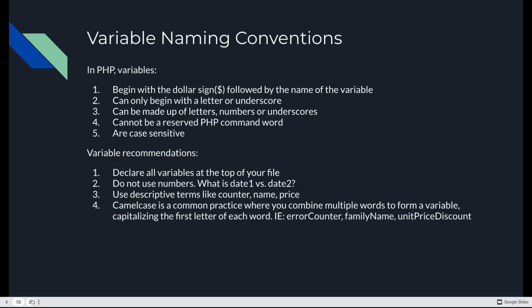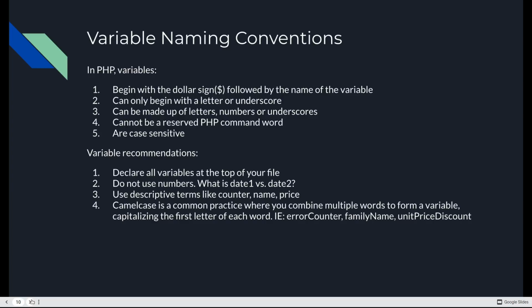Now there's some recommendations for this too, some best practices. You should declare all of your variables at the top of your file, because it makes your life a lot easier. And don't use numbers. For example, date1 versus date2. What does it mean, right? Give it a meaningful name. So use something descriptive, like counter, or name, or price. And to make it even better, you might want to use camel case. This also helps you avoid using reserved command words, right?